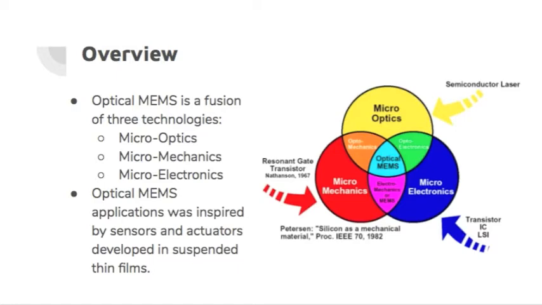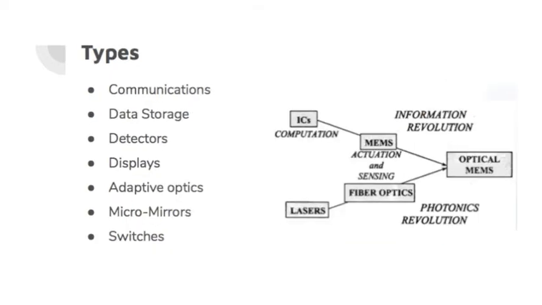The advantages of combining these technologies is that photons have zero mass, therefore only a small force is required to operate these devices, and the devices can be mass-produced at a lower cost because of its reduction in size and weight. The following are several different types of optical MEMS. Communications can include fiber switches and tunable optical devices. Data storage, detectors, displays can include projections and virtual reality, adaptive optics, micromirrors, and switches.